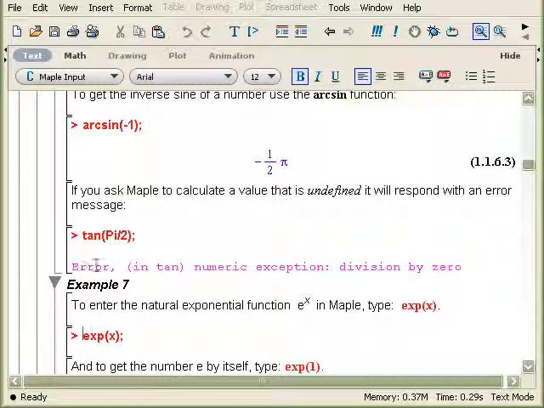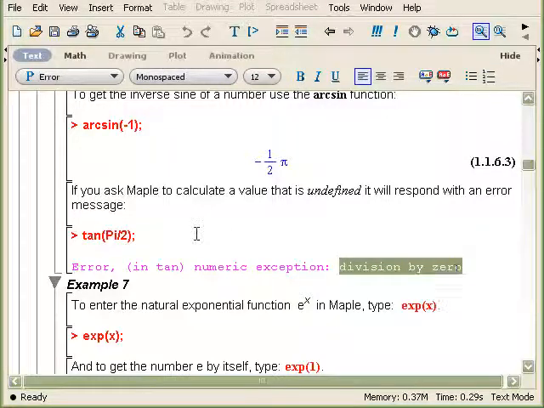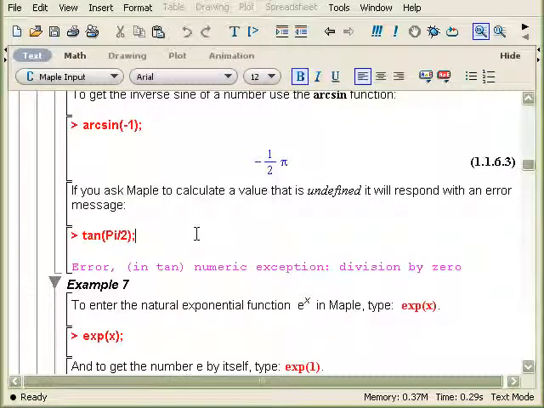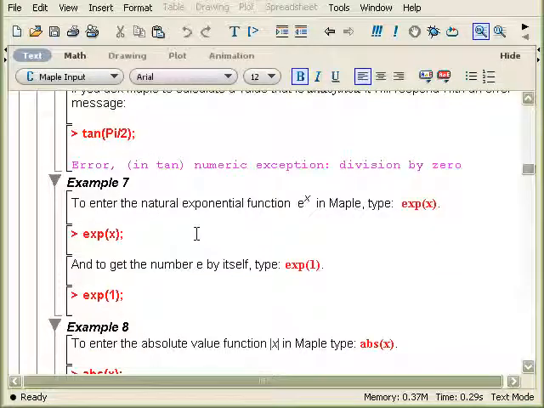Sometimes you get this sign, which means it's not calculable, and at this moment the reason is that the result is divided by 0, right? Because tangent of pi over 2 is undefined, right? Okay, so like that.